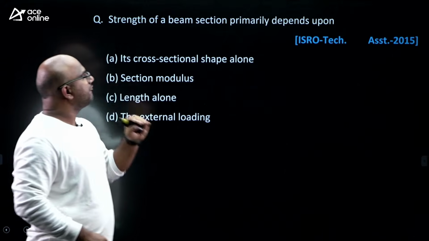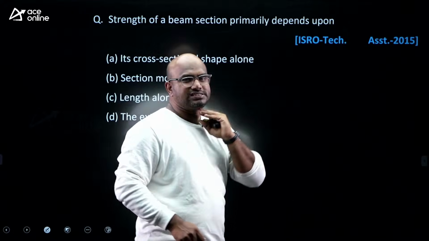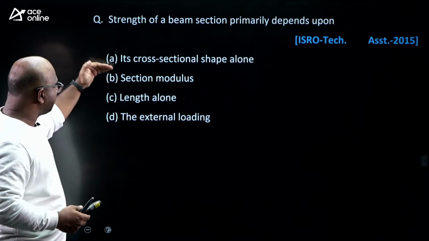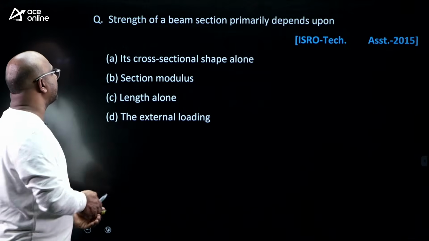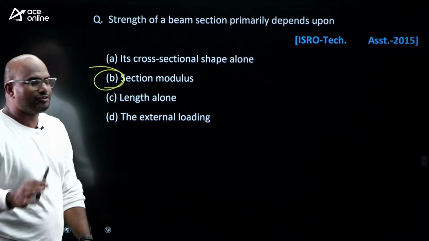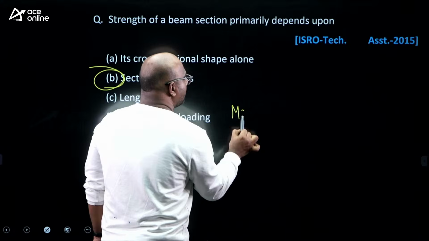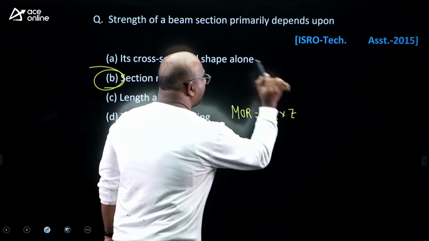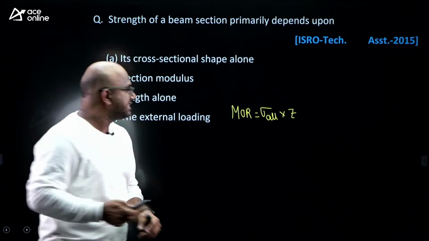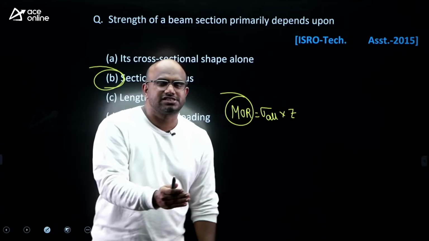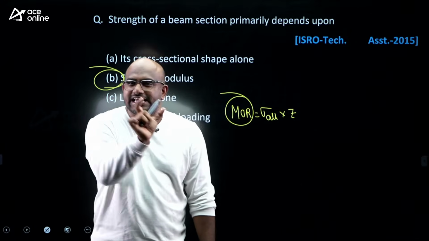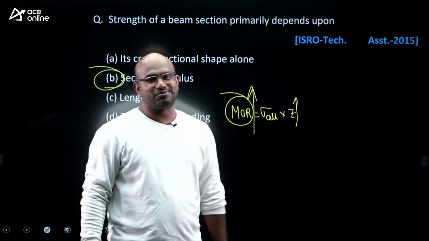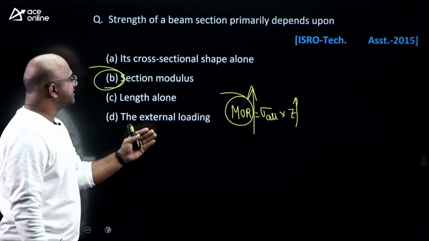Next, the strength of a beam section primarily depends on what exactly? Its cross section, section modulus, length alone, or the external loading? Without second thought, section modulus. Remember, moment of resistance equals sigma allowable into Z. Z means section modulus. This is called strength of a section, section strength, or beam strength; all have the same technical meaning. So whenever Z is more, automatically the moment of resistance is more. So the right answer is section modulus.